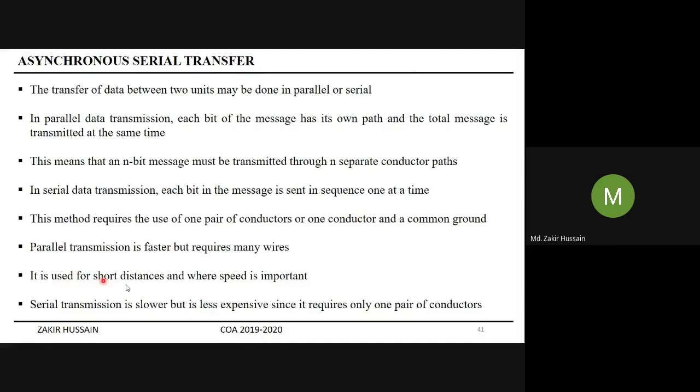It is used for short distances and where speed is important. This is very important. It is used in short distances and where speed is important. Serial transmission is slower, but is less expensive since it requires only one pair of conductors. So this is very obvious.